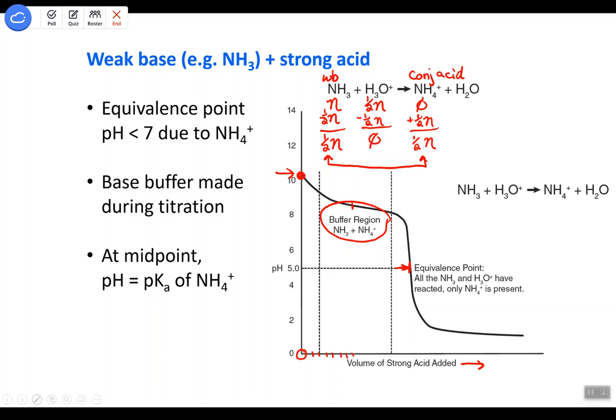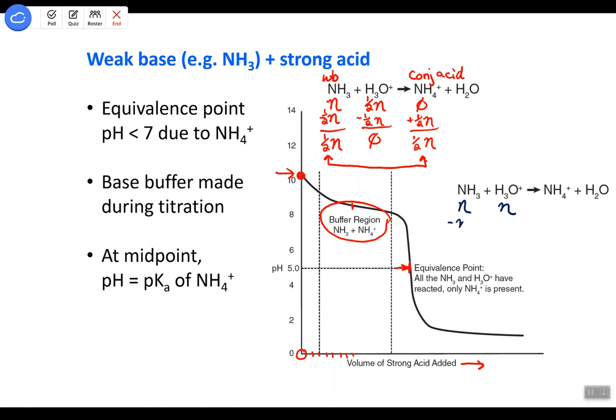Now we're going to go drop, drop, drop, drop, and then we're going to stop when there's a color change. And we've selected our indicator to change color at just the right point. So that means if I started with n moles of my weak base, I've added exactly n moles of my strong acid.